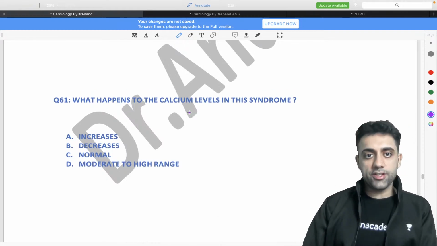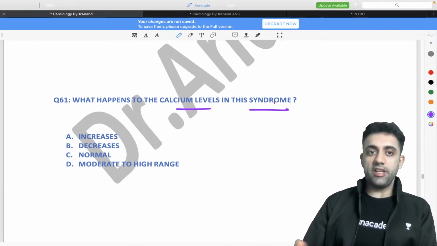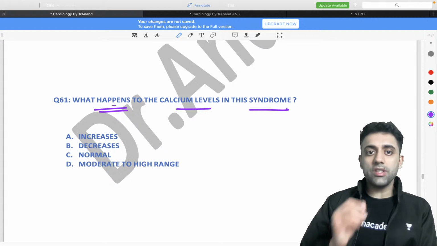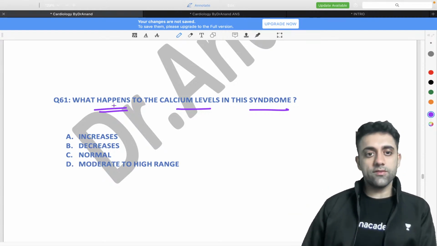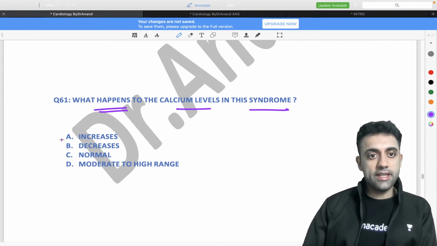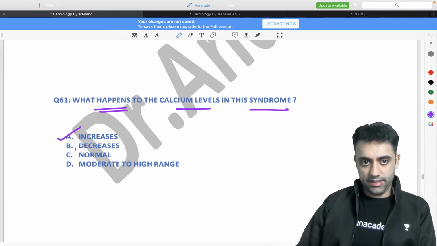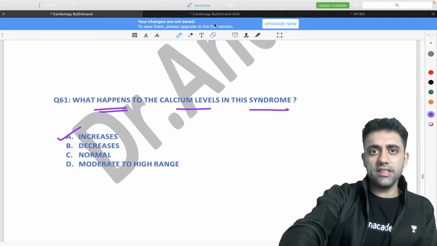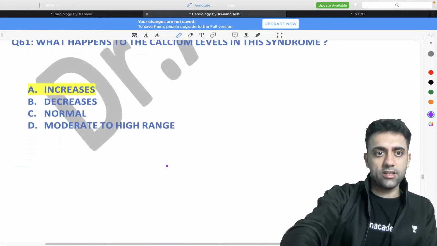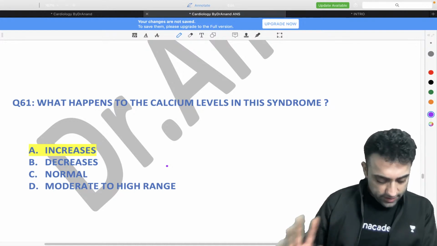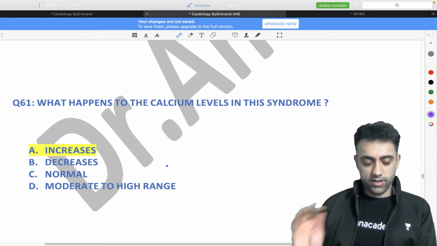What happens to the calcium level? I have already asked the question, these are all MCQs. What happens to the calcium level in this syndrome? Anyone? What happens to the calcium level in a case of Williams syndrome? The calcium level increases. Moderate to high range, it just increases. For Question 61, the best answer is that the calcium level increases in a case of Williams syndrome.